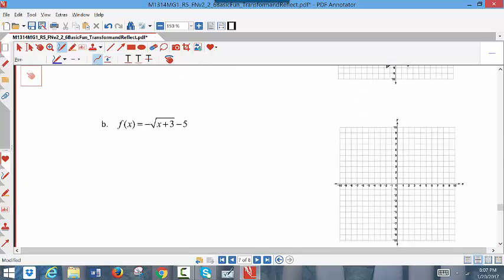Okay, let's try this one. Our parent function would be y equals the square root of x. Maybe I should put it over here. That would be our parent function. That's our start. Then we would come in here. The +3 is grouped with x. So it's not right 3, it's opposite. It's going to be left 3.